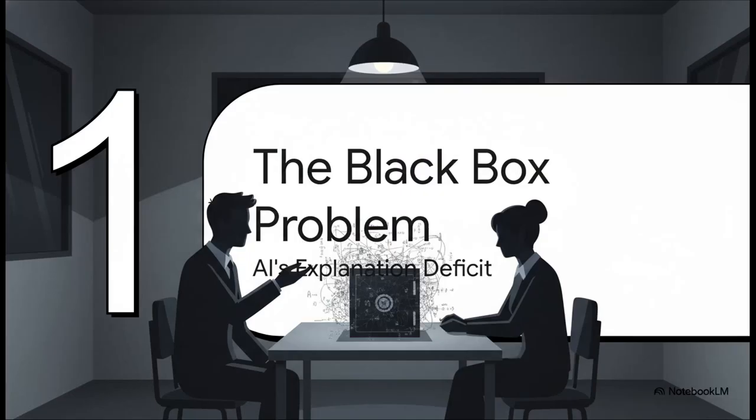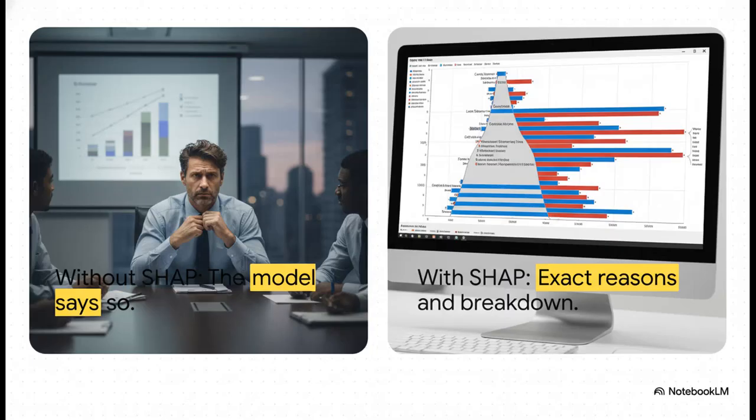Section 1. The black box problem. See, this is the classic interrogation room scenario of modern data science. Most AI models are fantastic at predicting the future, but they are notoriously terrible at explaining how they got there. Without the right tools, your only defense is literally, well, the model says so. But with SHAP, you unlock the exact reasons and the precise feature breakdowns driving that risk. You go from guessing to knowing.